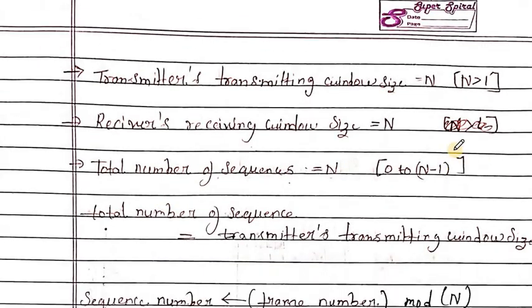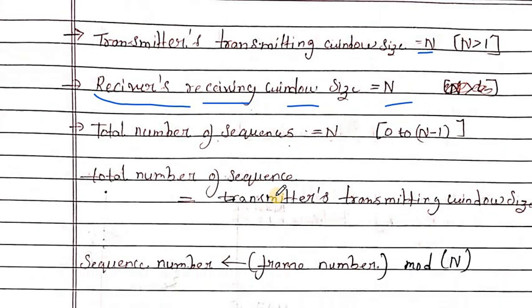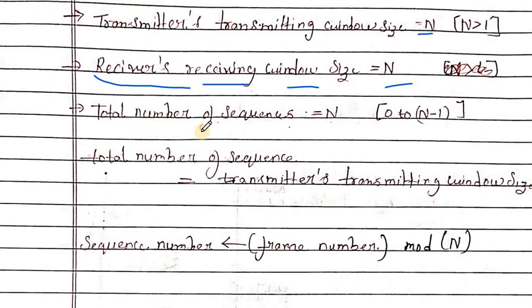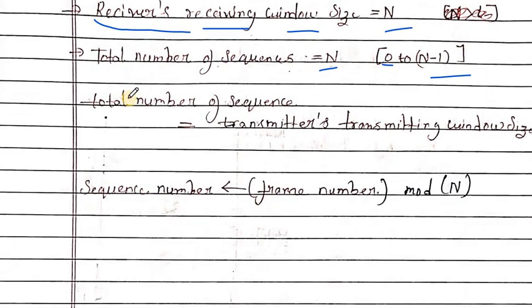Now in sliding window, the transmitter window size is n, and the receiving window size is also n. The total number of sequence numbers required to represent n frames is n. The sequence numbers run from 0 to n minus 1, because numbering starts from 0. So the total number of sequence numbers is equal to the transmitting window size.